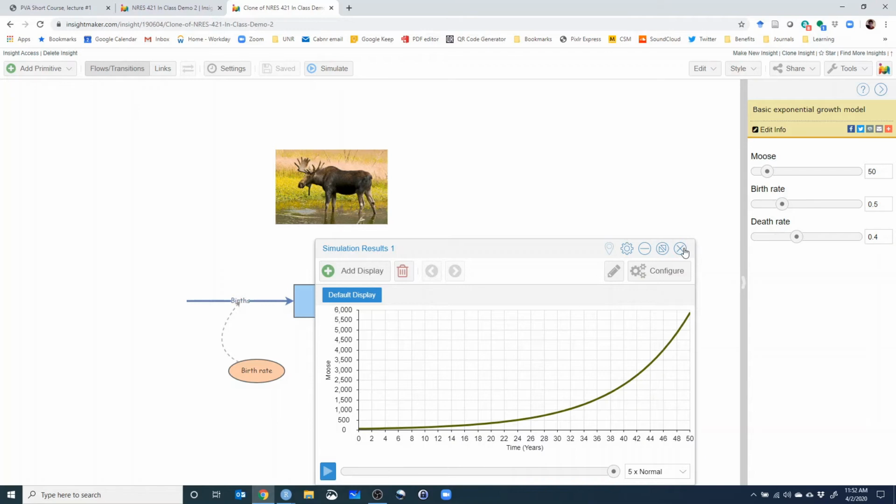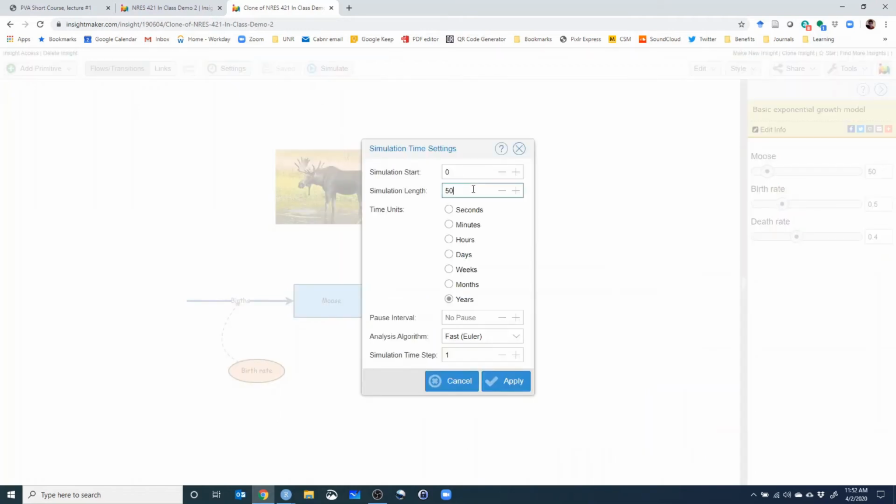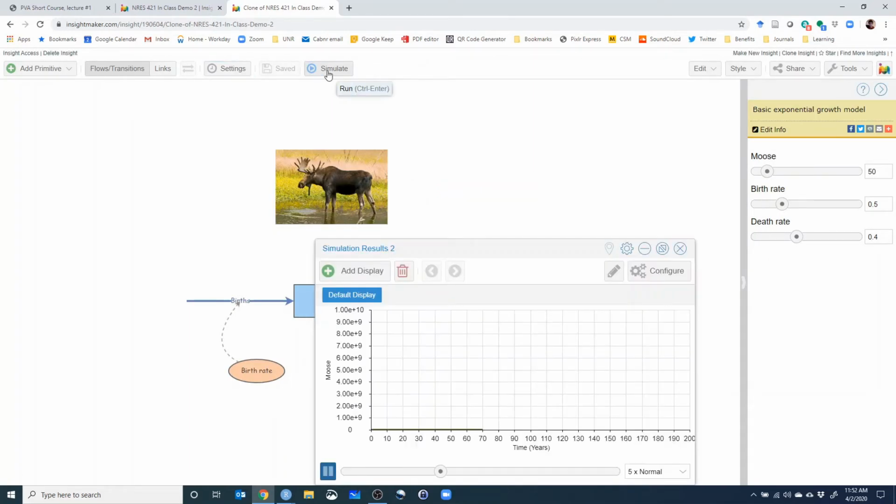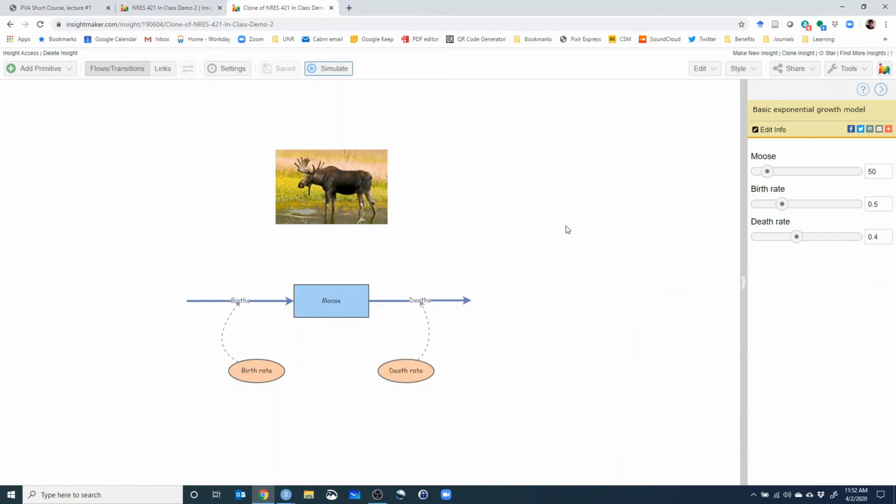And if we were to run this even longer, let's run it for 200 years. We'd get very high numbers. Now, by the end of 200 years, we have 1 times 10 to the 10th power of moose, which is not a million, not a billion, but 10 billion or something like that. Anyway, that's a lot of moose. So that's what exponential growth can do. Given time, it will take over the world.